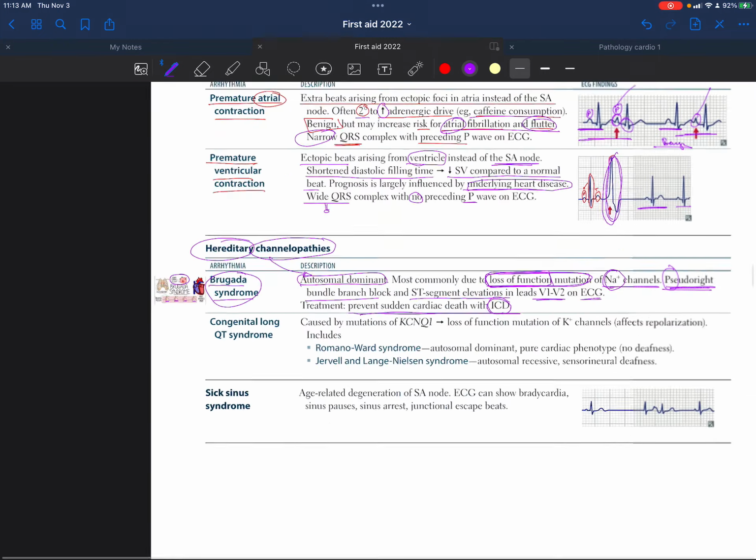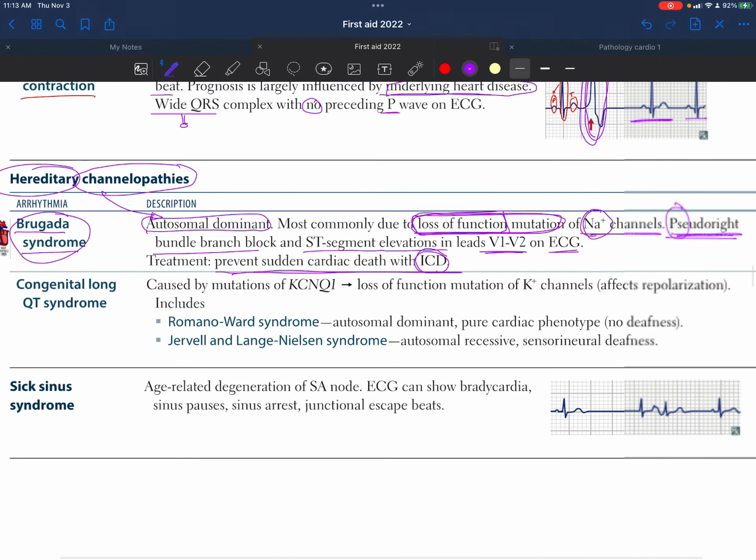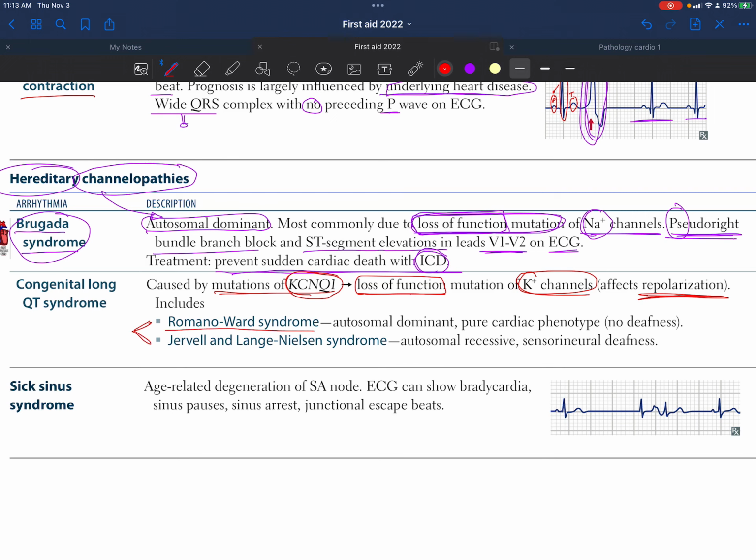So for the congenital long QT syndrome, it is caused by mutation of the KCNQ1. This mutation leads to loss of function as well, but this time in the potassium channel, and that affects the repolarization of the muscle. So there are two subtypes. The first one is Romano-Ward syndrome. It is autosomal dominant. This is the mode of inheritance.